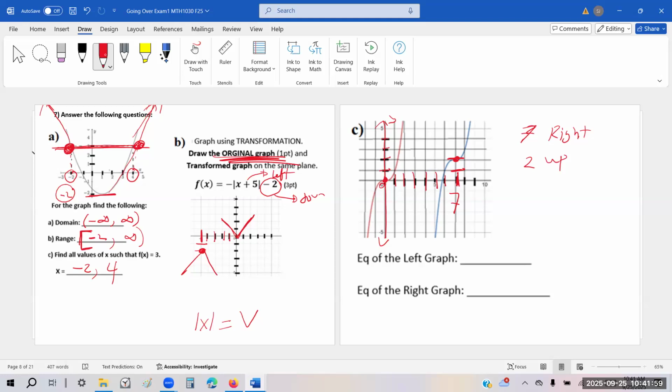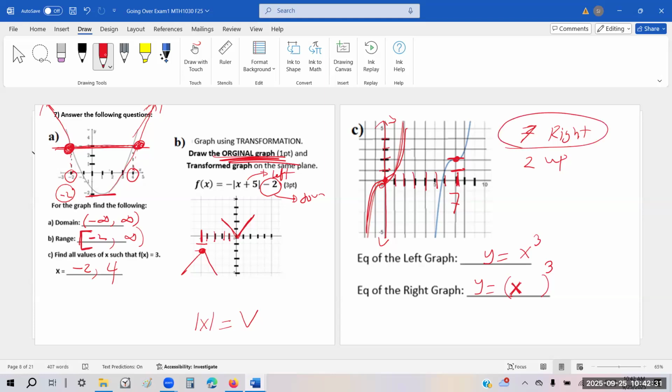Now, what is the original graph at the origin? What's the formula? Y equals x cubed. Now, that cubic function, since you have a left-right movement, something goes inside, something goes outside. So x is inside, and then you have some number, and then cube, and then some number on the outside. So which number goes inside?